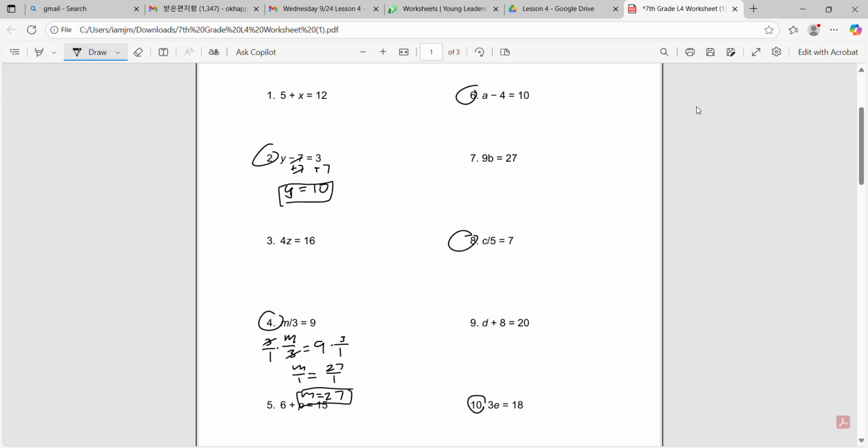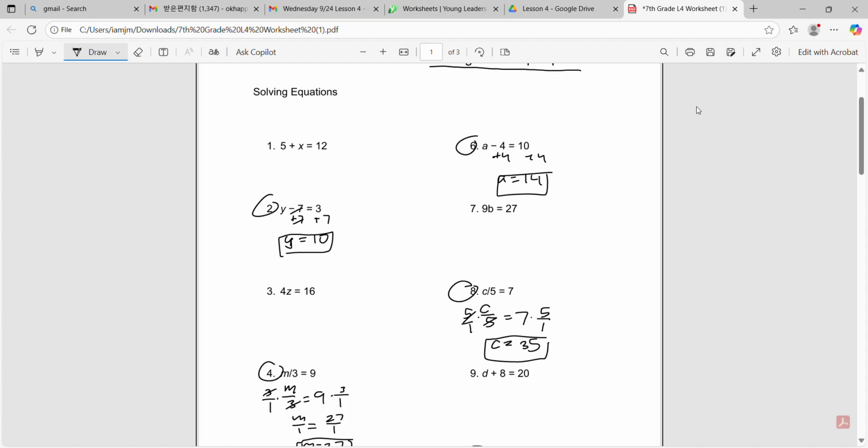Okay, number 6. A minus 4 equals 10. Again, add 4, A equals 14. Number 8. C/5 equals 7. Multiply by its denominator, which is 5. Simplify. C equals 7 times 5, 35. C equals 35.